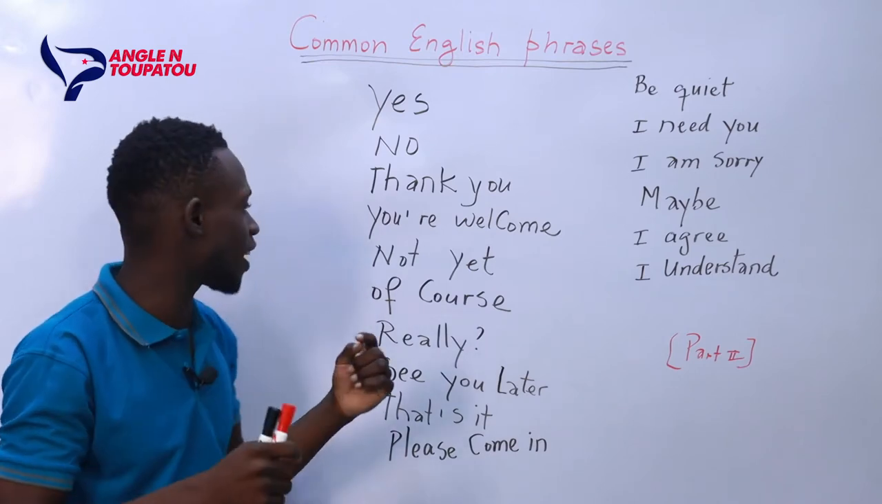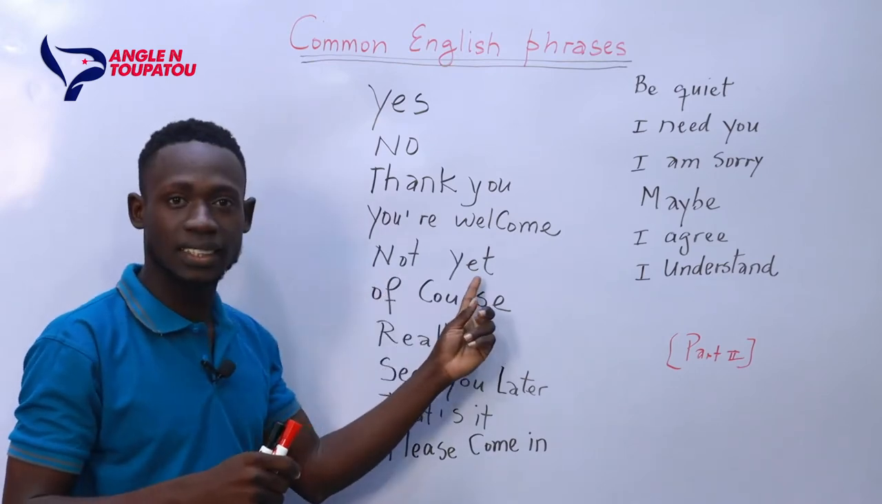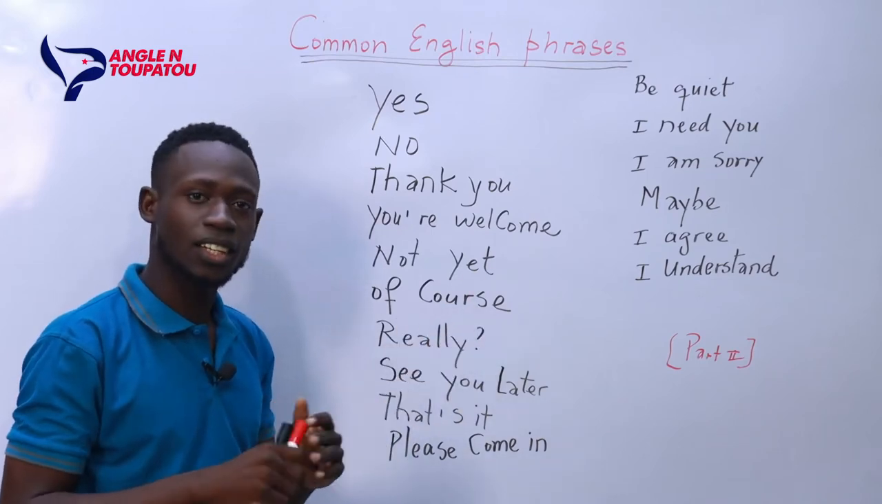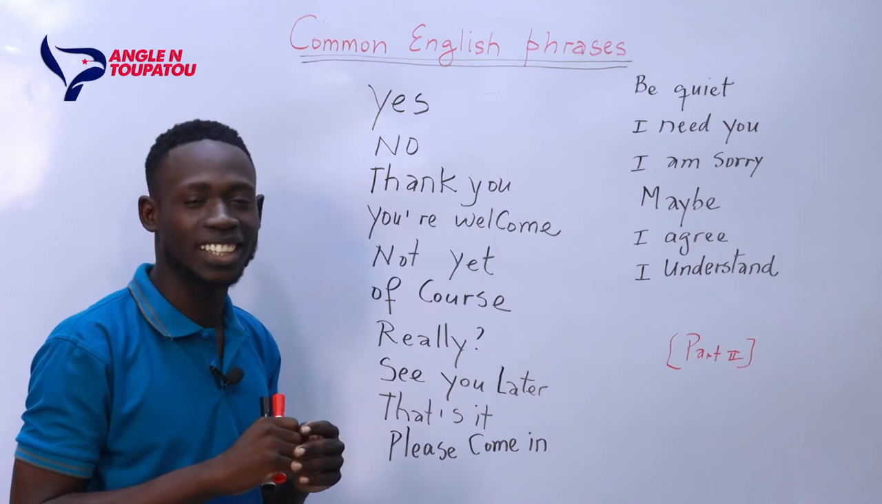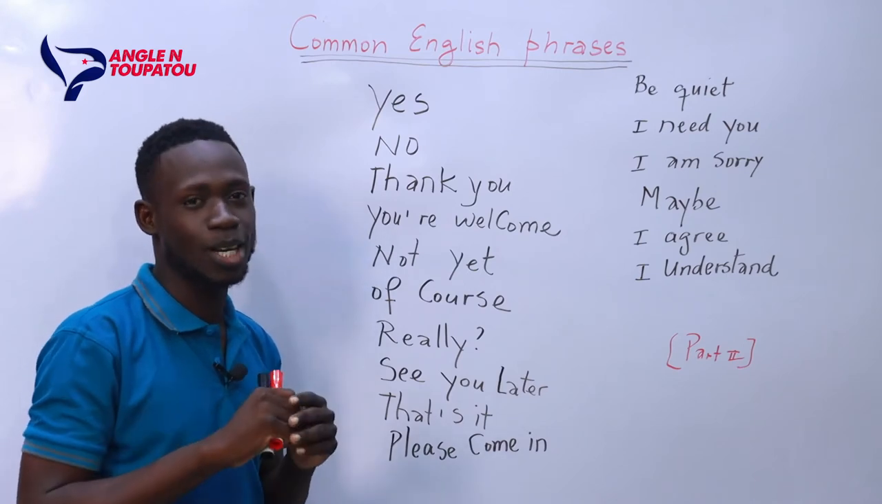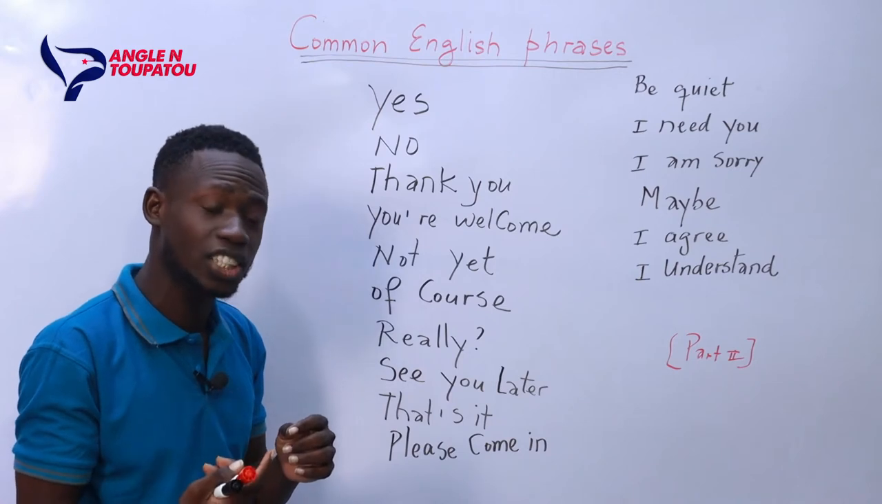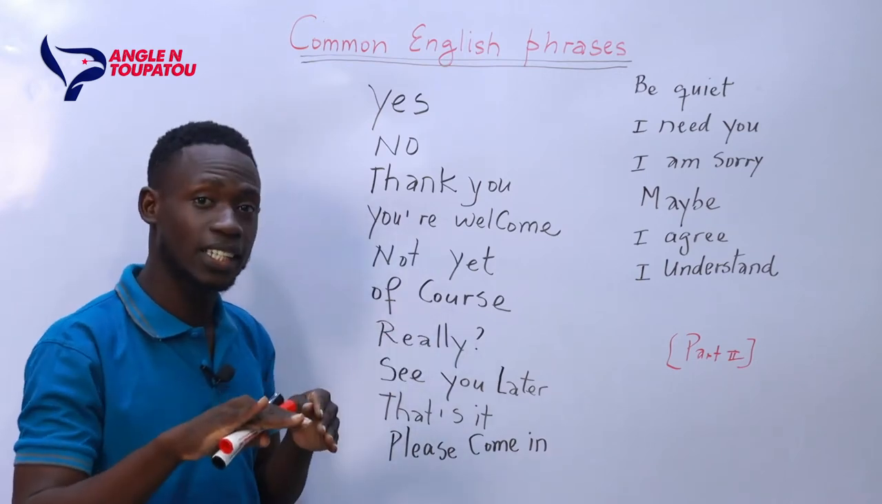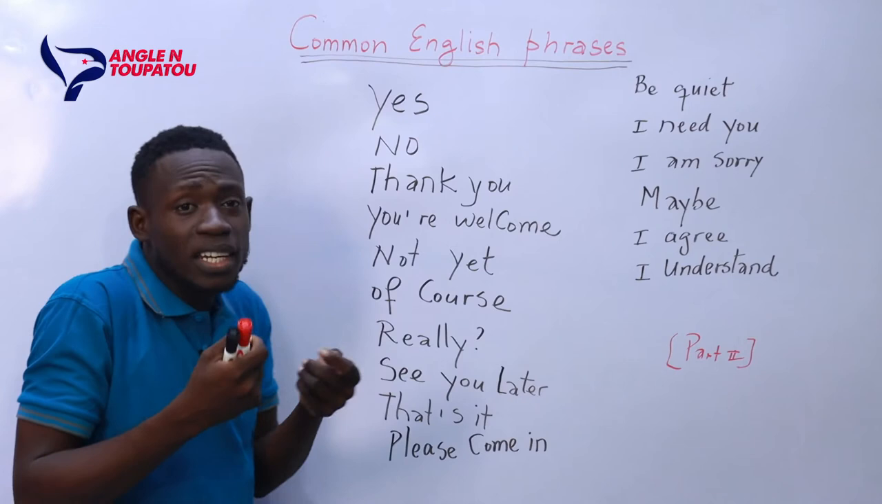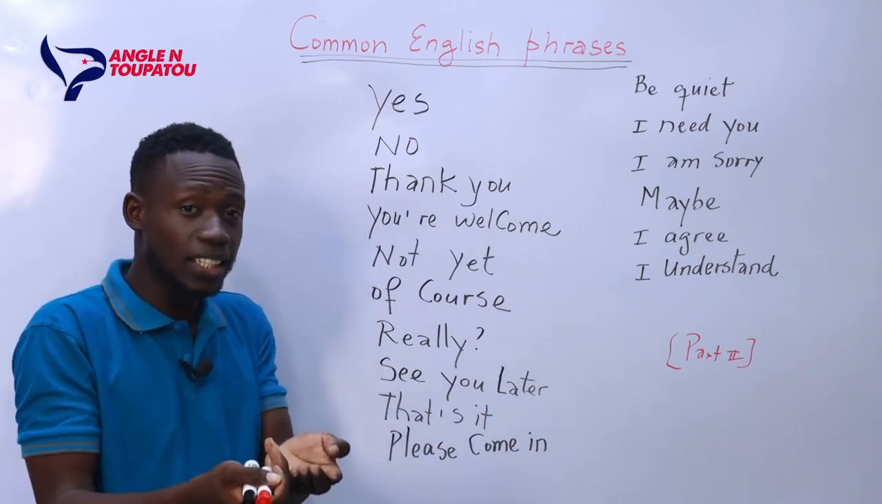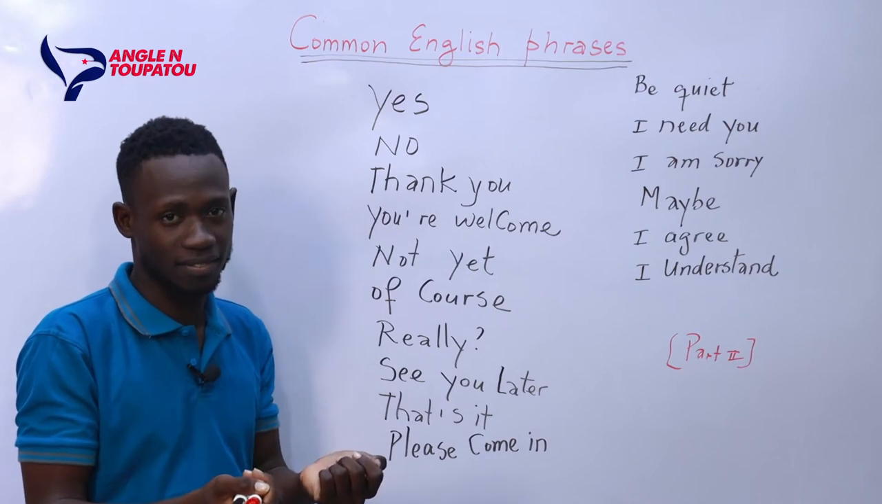All right. Not yet. Do you speak English? Not yet. Vous parlez anglais? Pas encore. Comment on dit pas encore? How can I say "pas encore" in English? You say not yet. But what do natives often say? Not yet. Not yet, or not yet. All right.